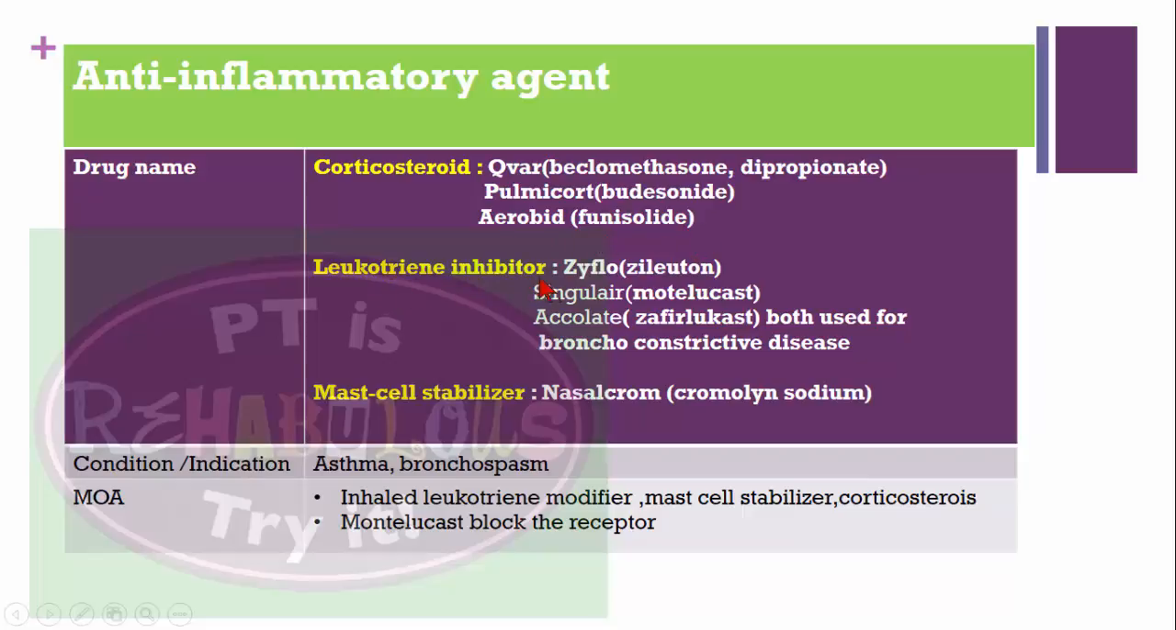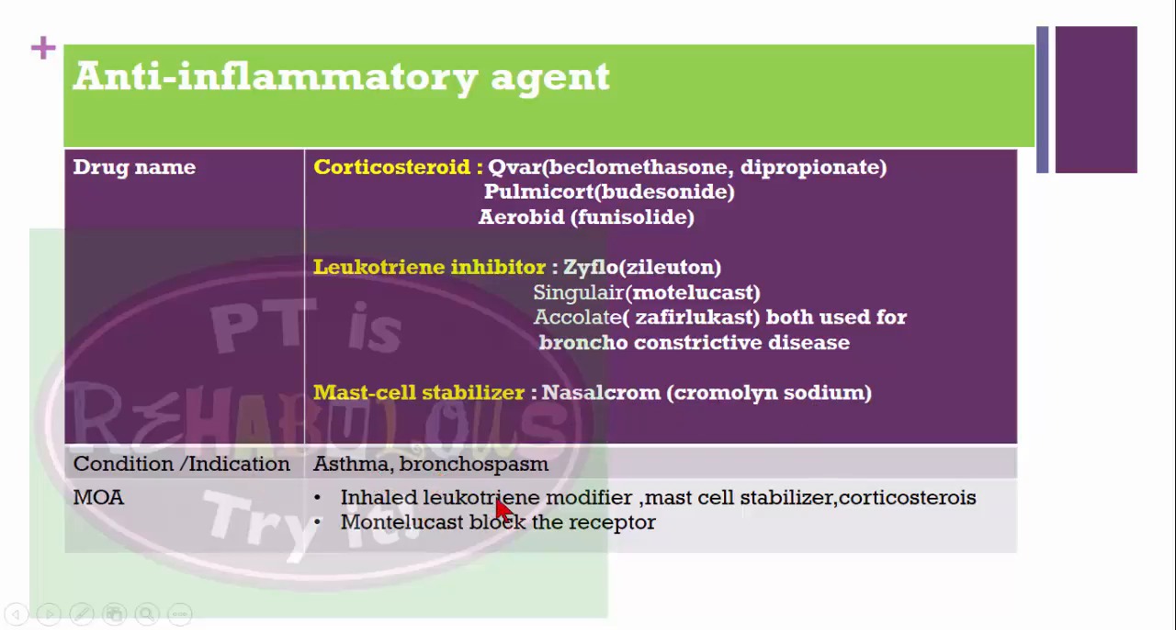The leukotriene inhibitors are Zyflo, which is Zileuton, Singulair, which means Montelukast, and Accolate, which is Zafirlukast. These are used for bronchoconstrictive diseases. And the mast cell stabilizers are Nasalcrom, so cromolyn sodium. Mainly this is used for asthma and bronchospasm.